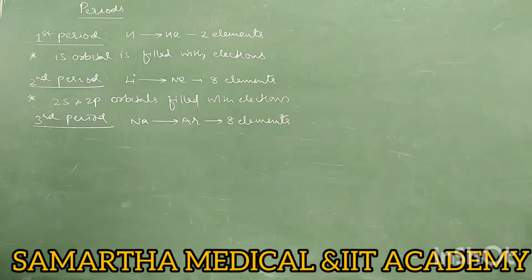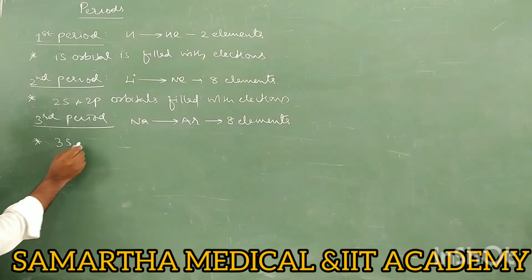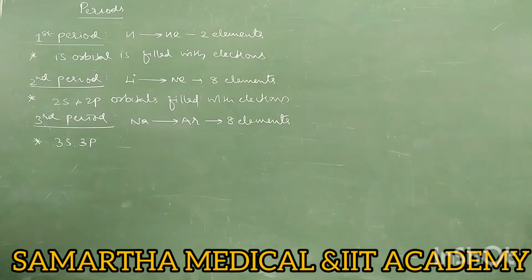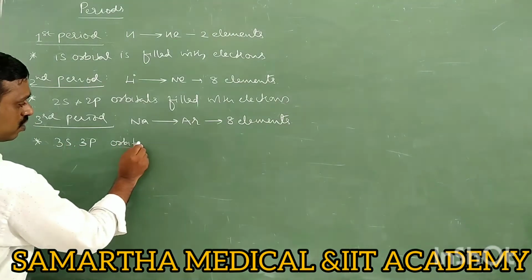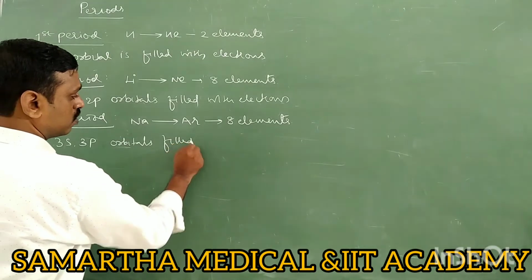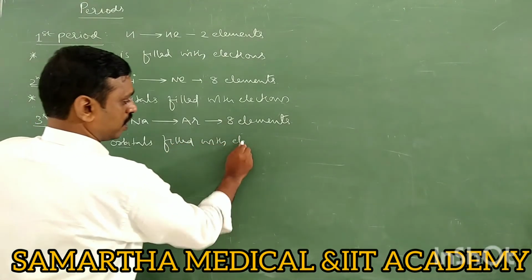But in which orbitals do electrons enter? The 3s and 3p orbitals. Only 3s and 3p. Can we get a 3d orbital? No, sir. In the third period you will not get a 3d orbital, only 3s and 3p. Therefore the 3s and 3p orbitals are filled with electrons.